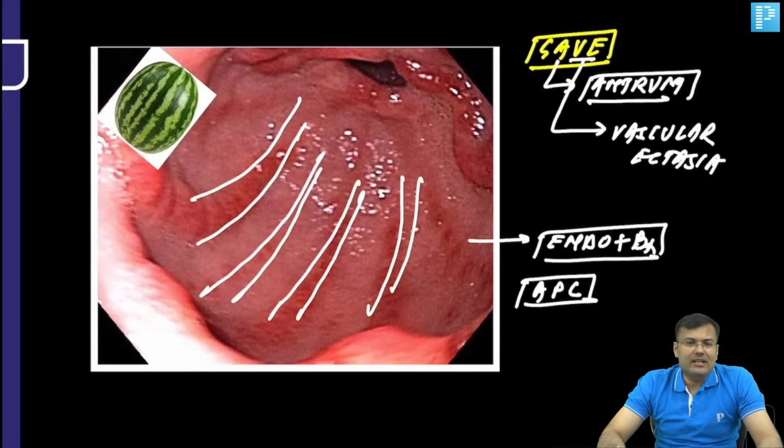If this facility is not available, in those cases we go for endoscopic electrocoagulation. So, what is the name? GAVE. There is occult bleeding. Because of this occult bleeding, some patients are having anemia. Okay, so this is watermelon stomach.